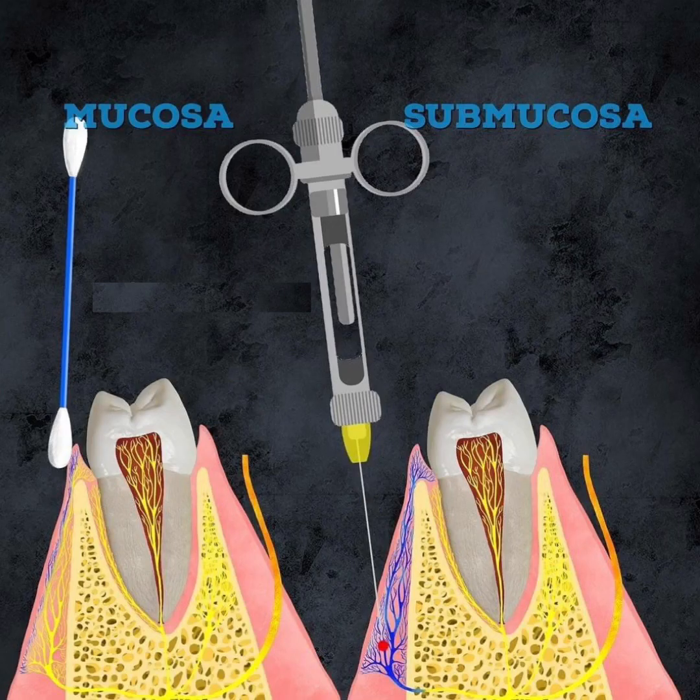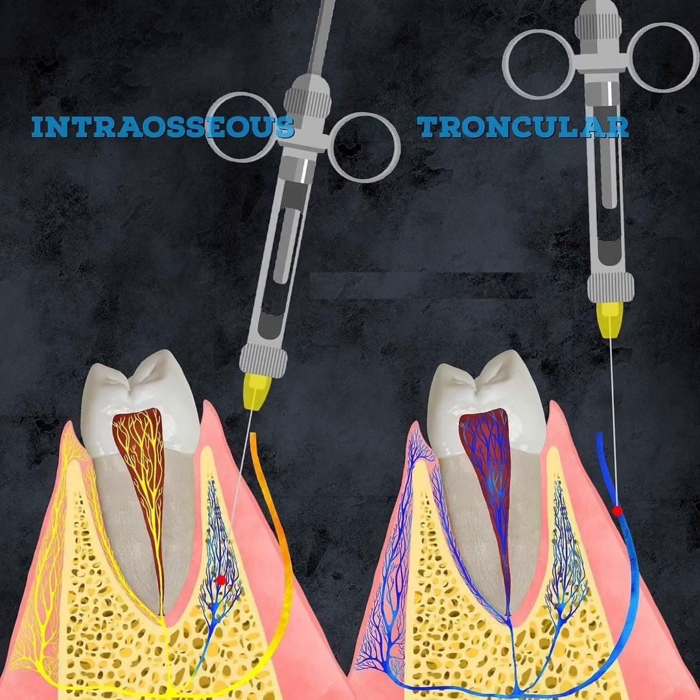Now let's start off with the mucosa and submucosa local anesthetic technique, which is commonly used in dentistry to provide anesthesia for procedures involving the soft tissues. It involves injecting anesthetic solution into the mucosal layer and the submucosal tissue to numb the area. This technique is particularly useful for procedures like biopsies, suturing, or other minor surgeries involving soft tissues of the oral cavity. Next we have intraosseous and truncular.